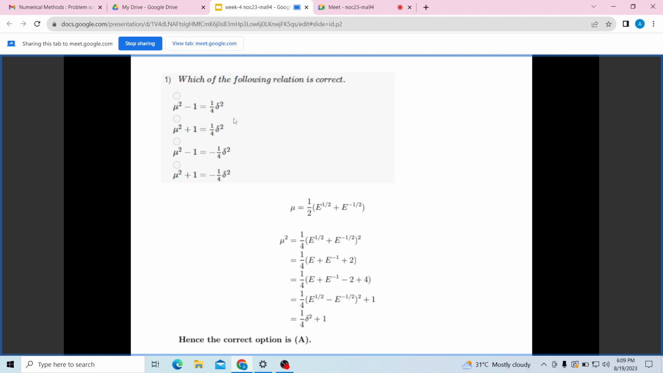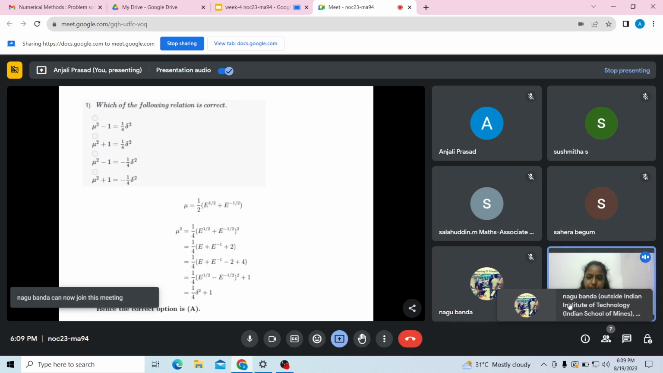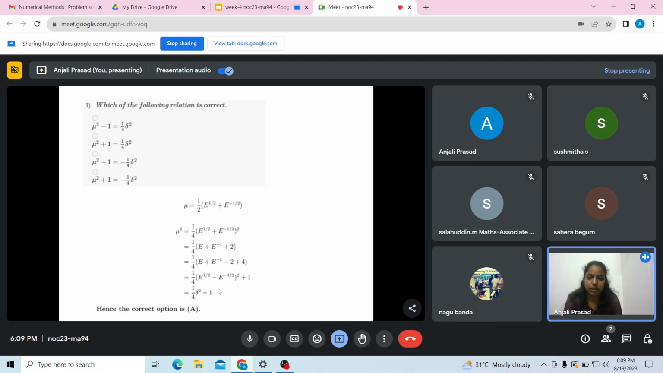Is it clear? You just have to convert the average difference operator and the central difference operator in terms of shift operator, and try to simplify it. See, are you getting it, A? If you have any doubt, tell me.